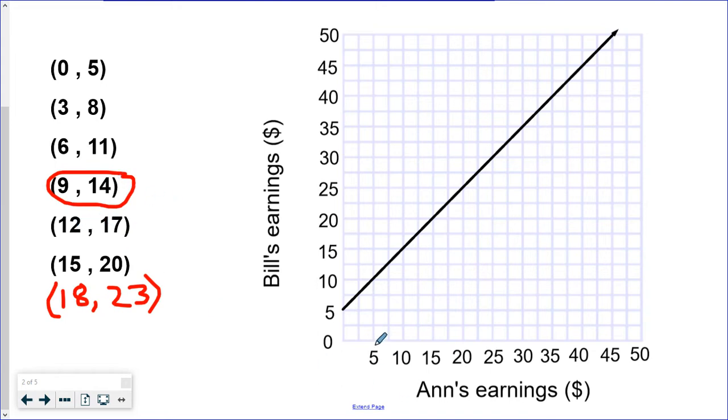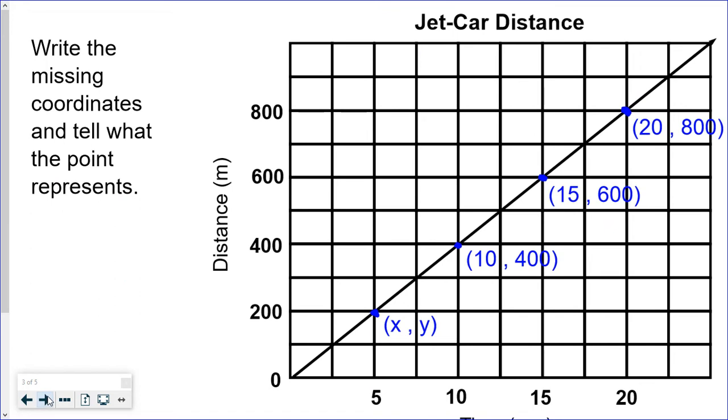Okay, so what do these coordinates mean right here? Well, the first number is 5. That represents how much Ann has. And the second number here would be how much Bill has. So if I said, if Ann has $5, then Bill is going to have about $10. Okay, let's do a couple of examples to hopefully clarify what we're talking about here. So I believe this is another problem that is in your book. It says we're going to write the missing coordinates, okay?